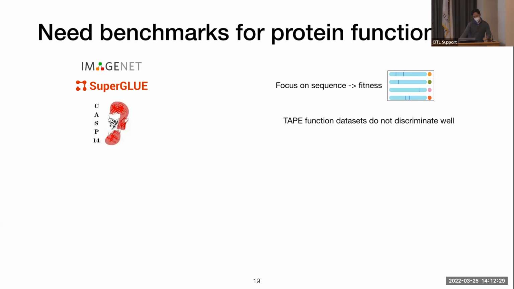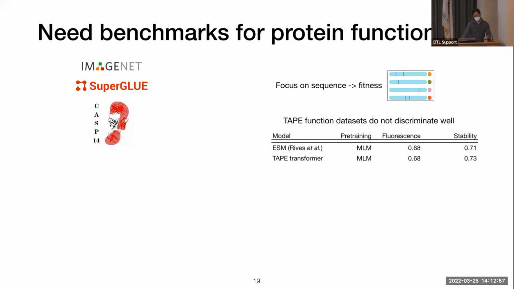There's some previous work here called TAPE. And two of their data sets are engineering data sets, fluorescence and stability. One's a GFP mutation data set, one's a bunch of designed small proteins, and you want to see how stable they are. So ESM, that Facebook transformer model, is a masked language model, and these are Spearman correlations. Seems to do okay. The original TAPE transformer, which is 20 times smaller, does about the same.